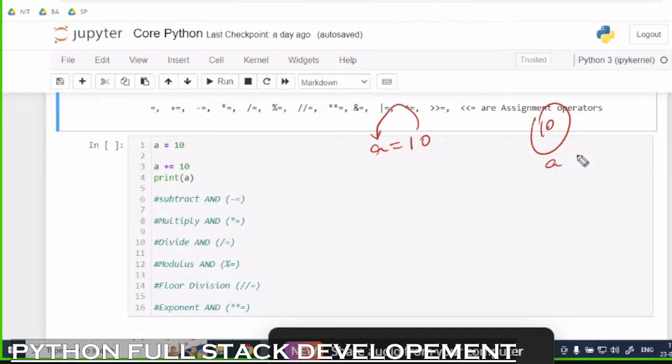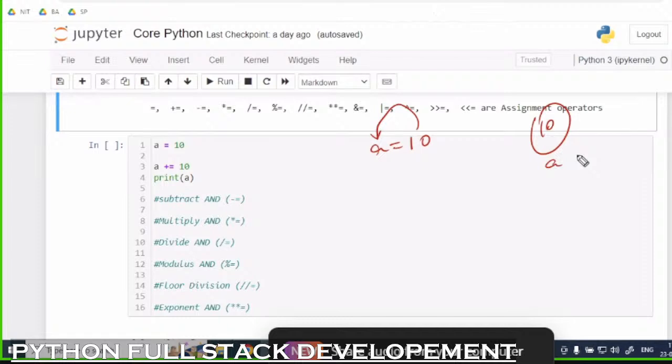Now, what is the latest A value it has stored? What is the last A value it has stored? 11. 11 minus 1 will again bring it to 10. Whatever the last value has been stored, that will be considered, not the initial value. Whatever the latest value has been stored, that value will be considered.